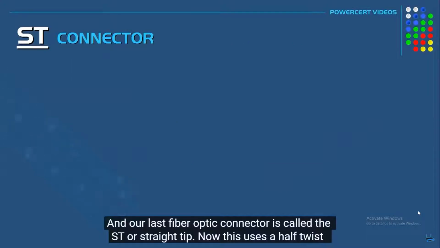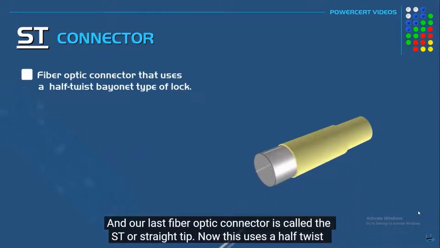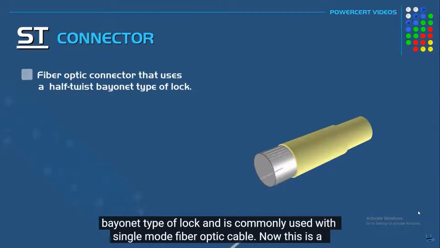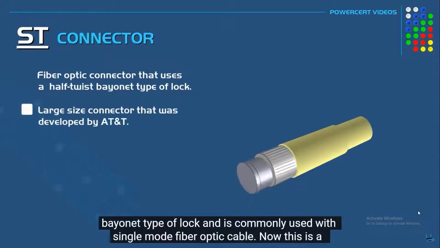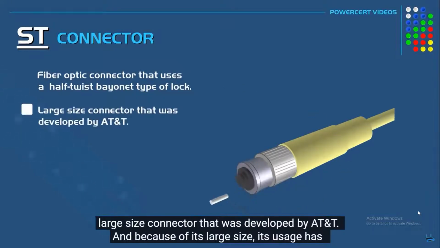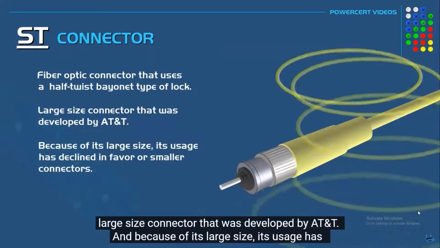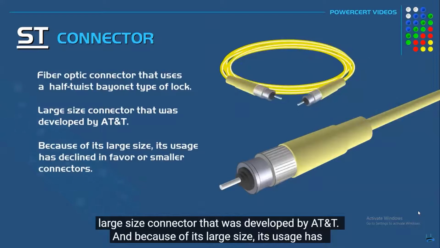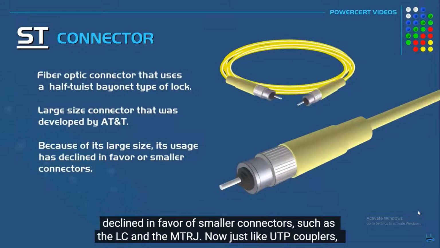And our last fiber optic connector is called the ST or straight tip. Now this uses a half-twist bayonet type of lock and is commonly used with single-mode fiber optic cable. Now this is a large connector that was developed by AT&T, and because of its large size, its usage has declined in favor of smaller connectors such as the LC and the MTRJ.